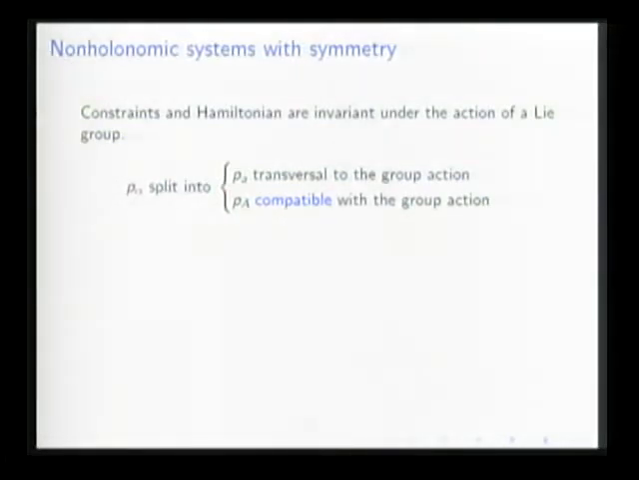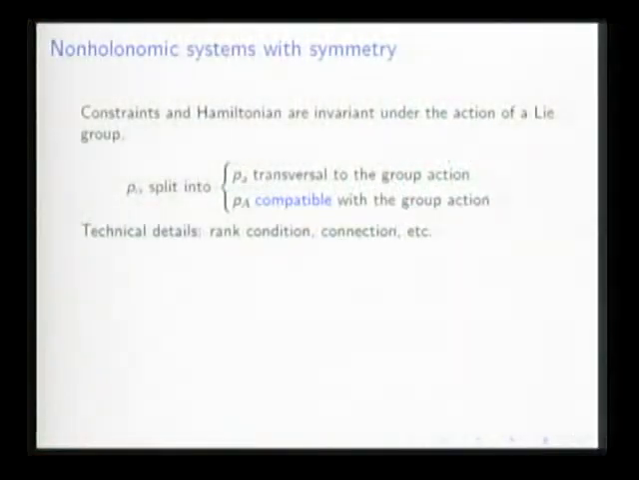By non-holonomic system with symmetry, I'm thinking of a non-holonomic system for which the constraints and the Hamiltonian, which is pure kinetic energy, are invariant under the action of a Lie group. So in this case, I can pick the P's, the quasi-momenta, as coordinates that correspond to quasi-velocities that are either transversal to the group action or compatible with the group action, meaning some of them are going to be tangent to the orbits, and the other ones are going to be transversal to the group orbits.